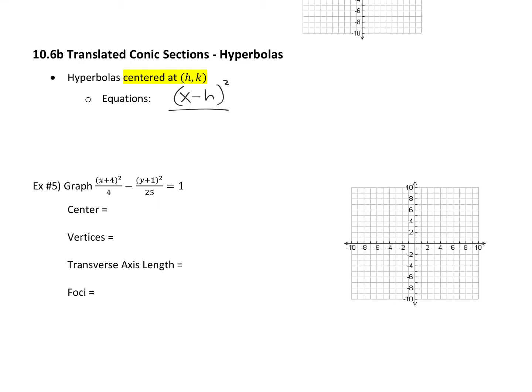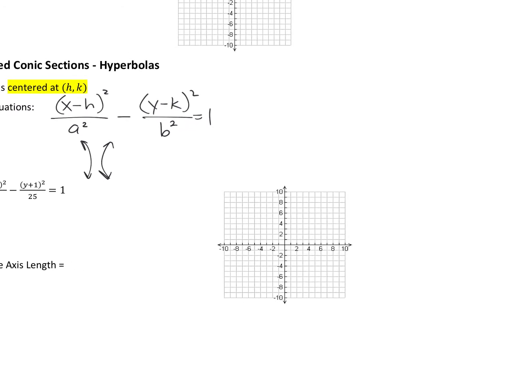Record this. (x - h)² / a² - (y - k)² / b² = 1. Okay, so that's the one equation. That's if it looks like this. That's if it's what they call a horizontal hyperbola.